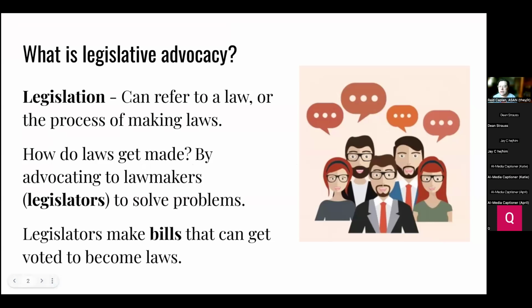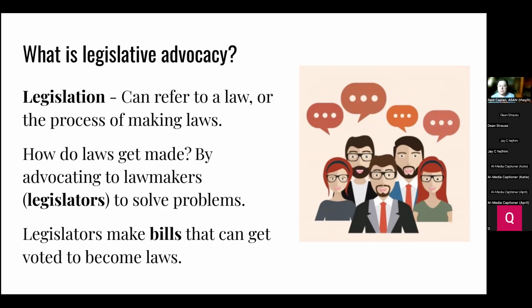So when I say legislative advocacy, what do I actually mean in the first place? When we say legislation, that can mean a law itself, or it can mean the process of making laws. Laws get made by advocating to lawmakers or legislators to solve problems. Legislators can make bills, or ideas for laws, that can then get voted on to become laws.